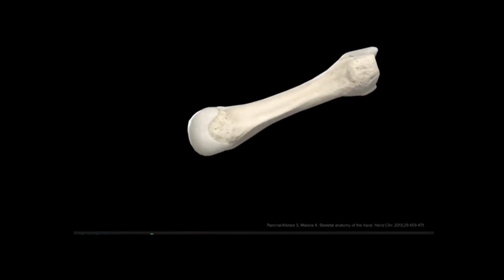The most distal part of the metacarpal bone is called the head. The middle portion is called the shaft or diaphysis. The space in between the head and the shaft is called the neck or distal metaphysis. And the most proximal portion of the metacarpal bone is called the base. These different regions are important to remember when discussing the different types of metacarpal fractures.